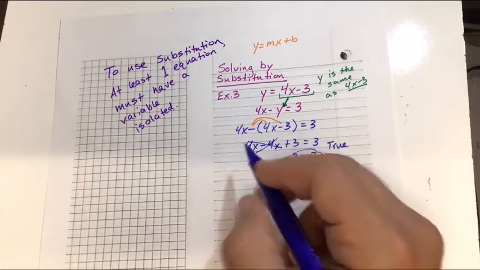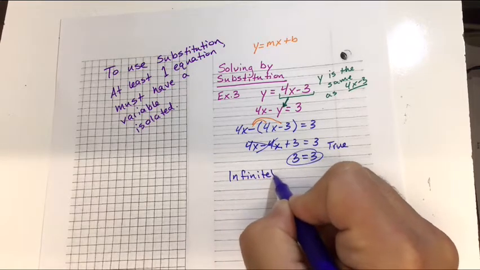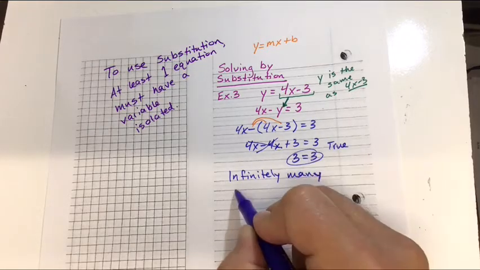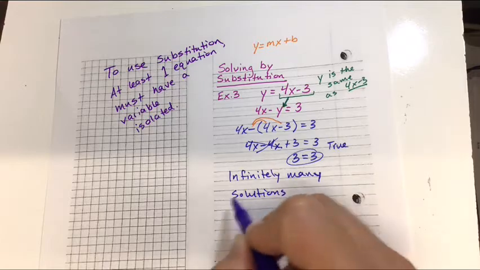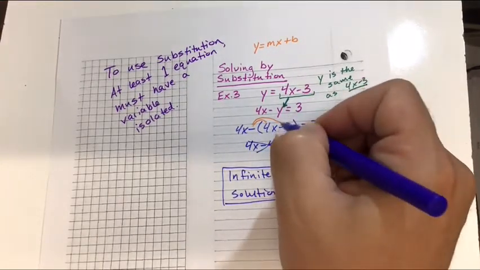In that case, we can say that this has infinitely many solutions. These are actually the same line. If I graphed both of these, they would be the same line.